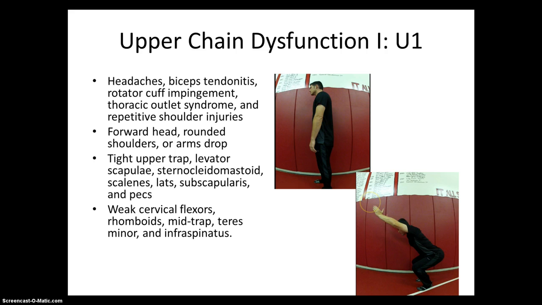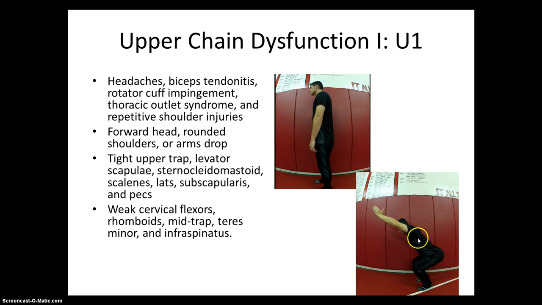Lastly, we have upper chain dysfunction 1, or U1. These individuals will complain of headaches, biceps tendonitis, front side shoulder pain, rotator cuff impingement, thoracic outlet, or just a lot of anterior shoulder injuries and or pain. You're going to see a forward head with them. If I ran a line right through the hip here, I'm going to see the shoulders rounded or moved forward. I'm going to see the head move forward in front of the tip of that shoulder.